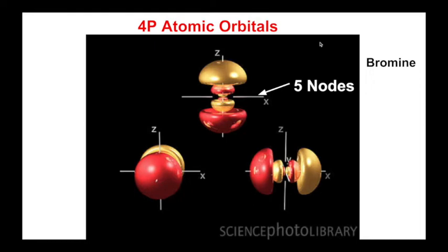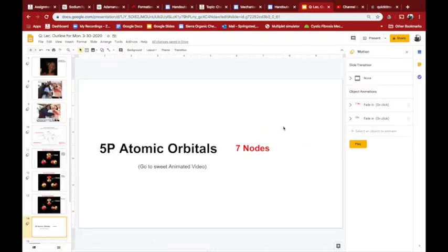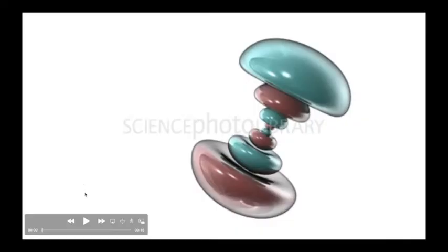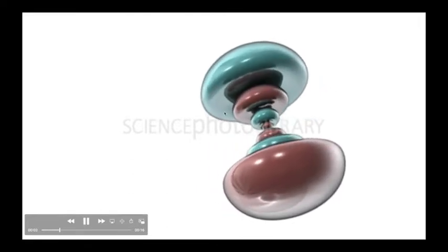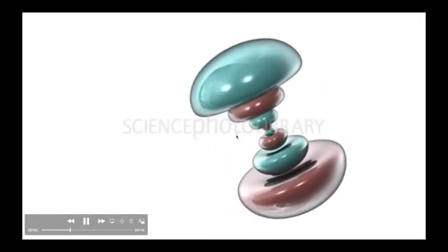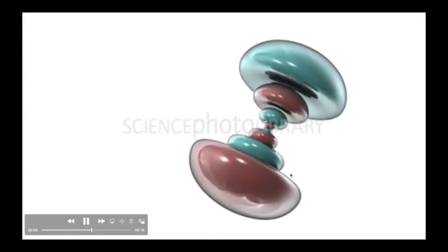And then 4p atomic orbitals, like bromine has, have 5 nodes: 1, 2, 3, 4, 5. Pretty crazy, huh? I like the way they look with the shine on them. And then 5p atomic orbitals, they have 7 nodes. I have a cool little video of this. Let's look at it. So here's our 5p atomic orbital. Oh, isn't that sweet? So we've got 1, 2, 3, 4, 5, 6, 7 nodes.